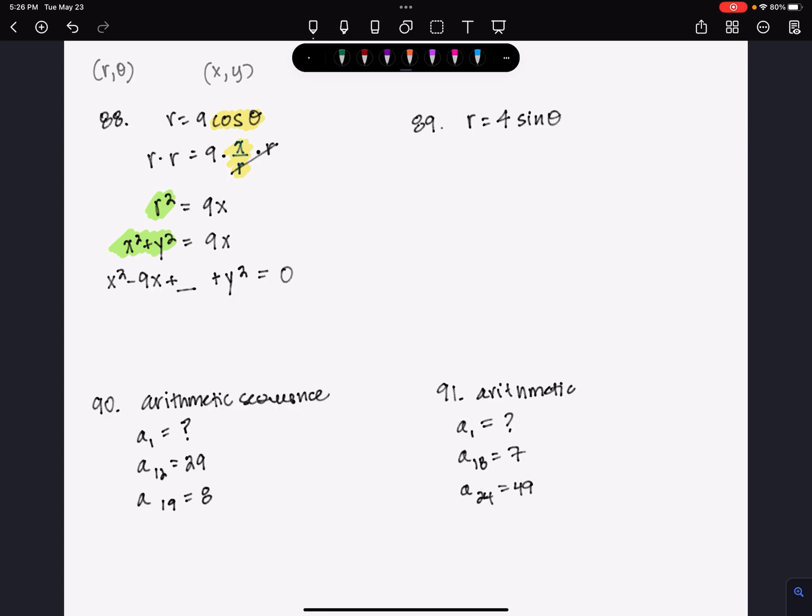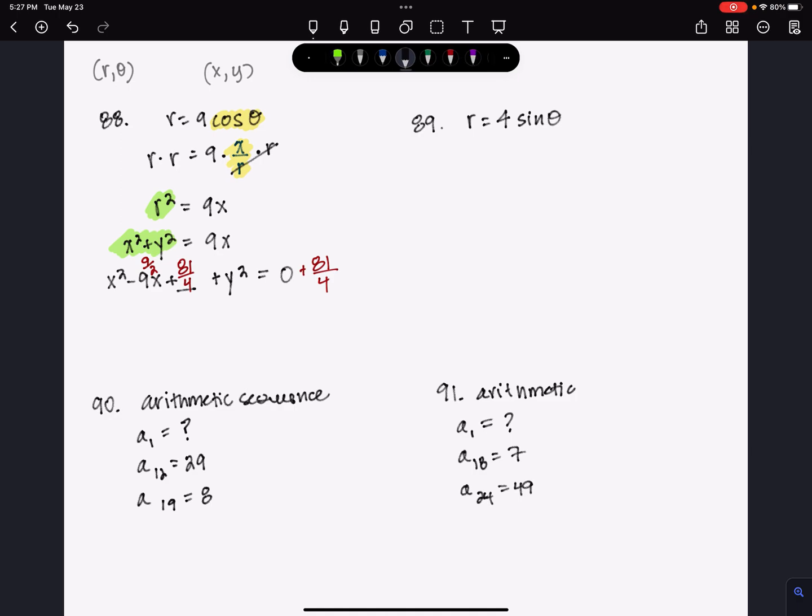I'm going to take half of 9. I'm going to keep this in fractions. Half of 9 is 9 halves. I square it, which gets me 81 fourths. If I add 81 fourths on the left-hand side, I have to add 81 fourths on the right-hand side. And this is something that you might remember, hopefully, from Algebra 1, most definitely from Algebra 2, college algebra.